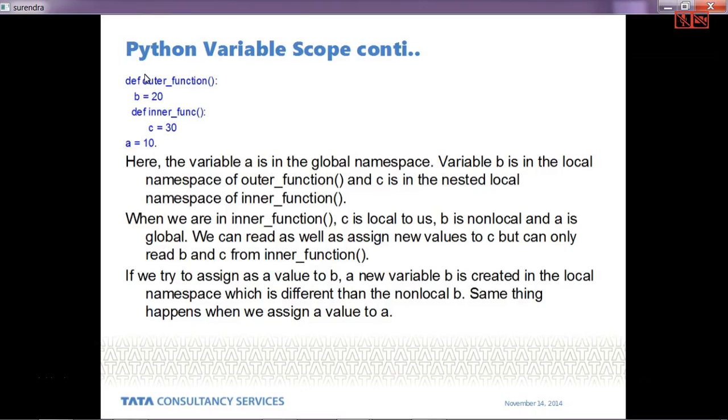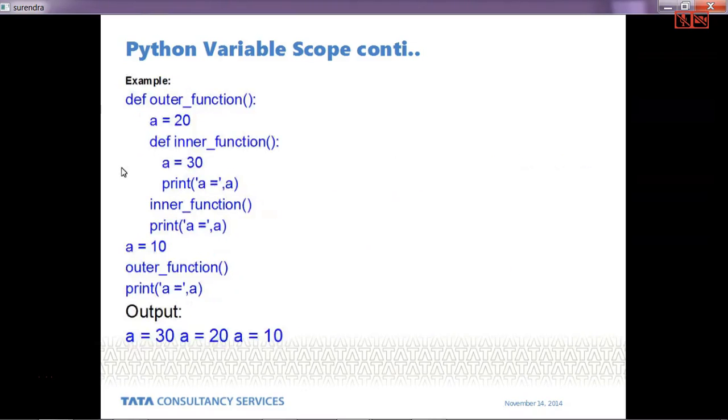If you try this example, then we will get to know the output of this particular program. DEF followed by the outer function. Give A equal to 20. DEF followed by the inner function, A equal to 30, print. Here I am printing the A value. Now what is the output of this particular function? A equal to 30 in the inner function, A equal to 20 in the outer function.